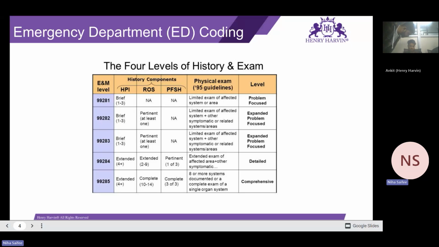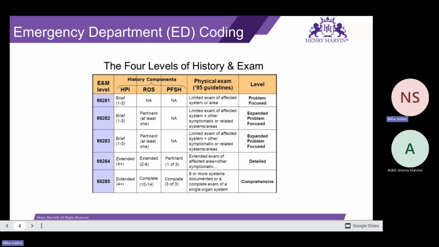Okay, so like that we can have different levels of history and exam. Okay, so the historical components are there, the physical exams are there, so you can understand if it is limited and focused or it is expanded and focused.